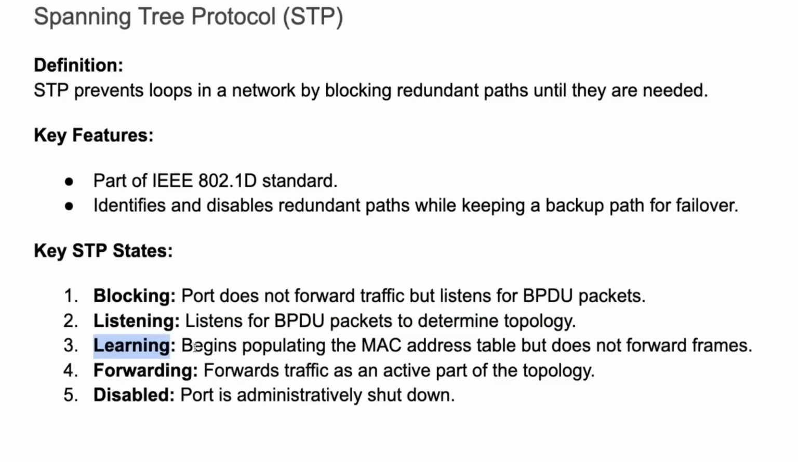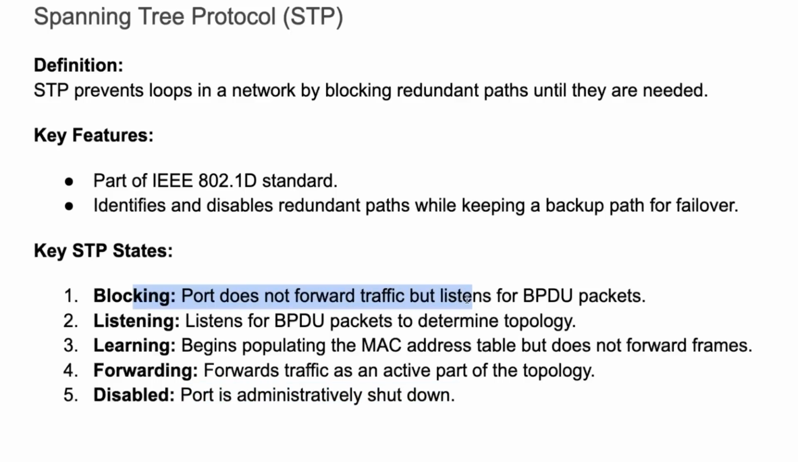Then in learning state, it begins populating the MAC address table, but it does not forward any of those frames. And then we have the forwarding state, where it actually forwards traffic as an active part of the topology. And then we have the disabled state, where the port is administratively shut down. So blocking, listening, learning, forwarding, and disabled.